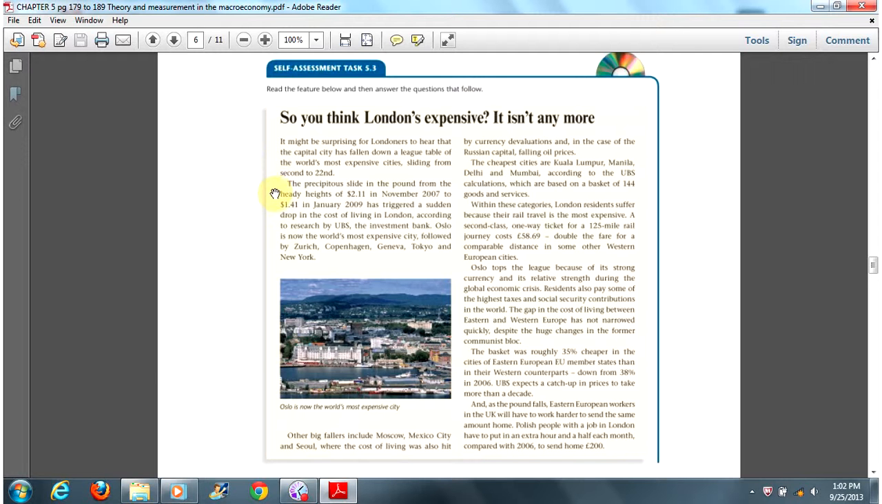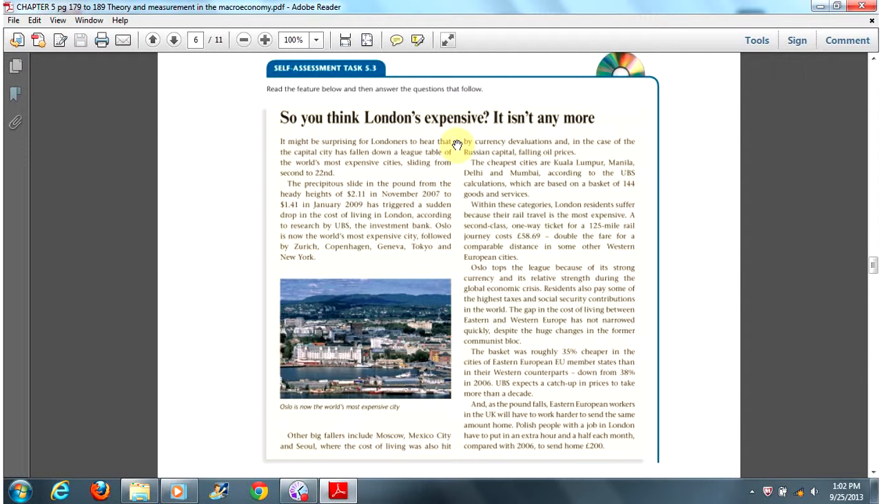The precipitous slide in the pound, from the heady heights of $2.11 in November 2007 to $1.41 in January 2009, has triggered a sudden drop in the cost of living in London, according to research by UBS, the investment bank. Oslo is now the world's most expensive city, followed by Zurich, Copenhagen, Geneva, Tokyo, and New York. Other big fallers include Moscow, Mexico City, and Seoul, where the cost of living was also hit by currency devaluations and, in the case of Russia's capital, falling oil prices.